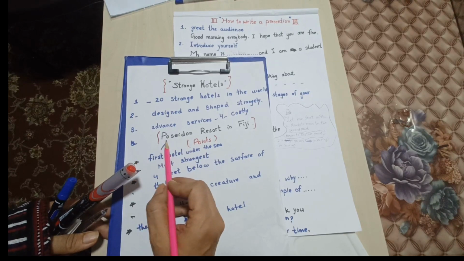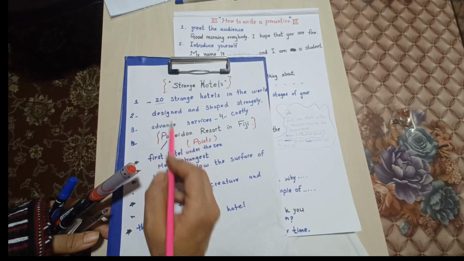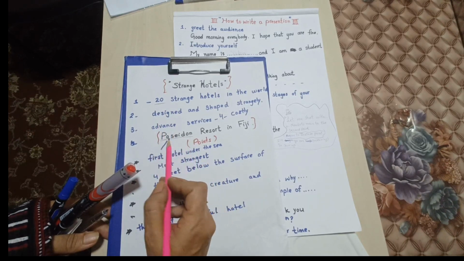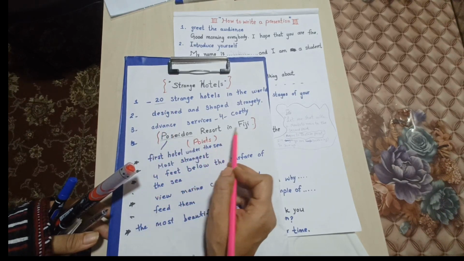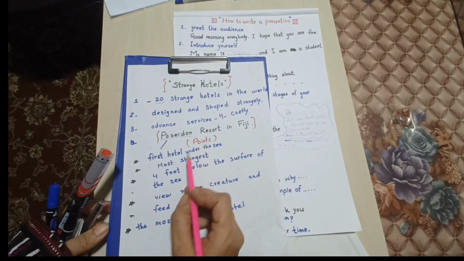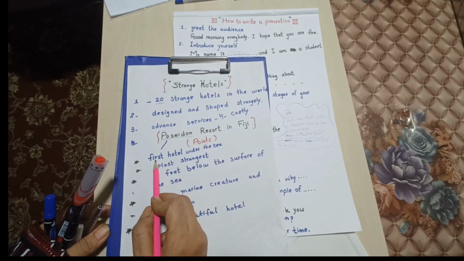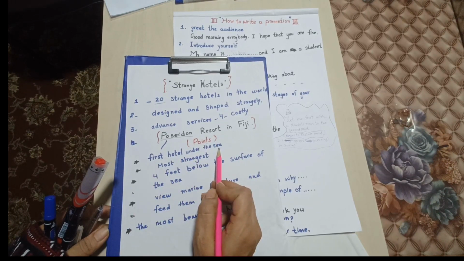So next I will talk about, because there are 20 strange hotels, but we will talk about one, that is Poseidon Resort in Fiji. Okay, so what are the points about Poseidon Resort in Fiji? First, hotel under the sea.